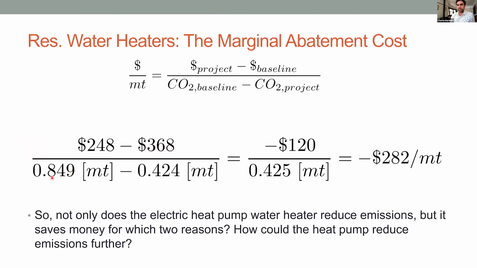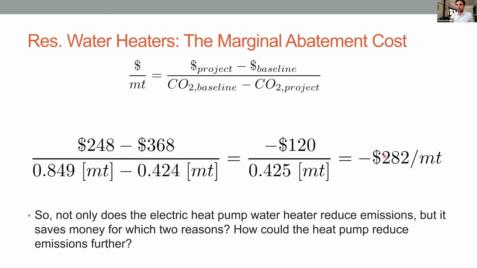And then the difference in baseline emissions, 0.849 metric tons minus the project emissions, 0.24 metric tons. And so we get a negative $120 per year, meaning we save $120 per year to make this switch. And we also reduced our emissions by 0.425 metric tons per year.